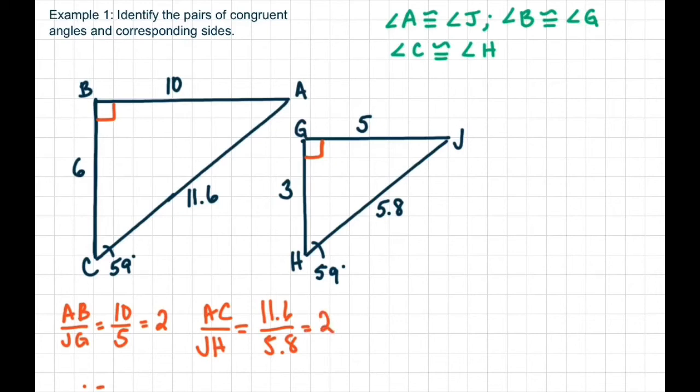Then I check my last set. BC corresponds to GH. So that's 6 over 3. It's like saying 6 divided by 3, which also equals 2. So I have 2, 2, and 2. So they're all proportional to each other. So this one checks out.